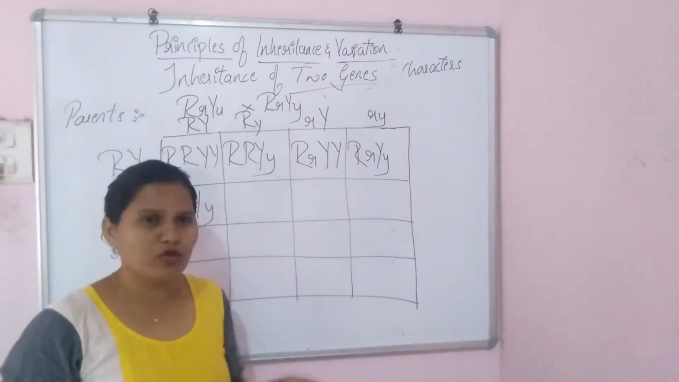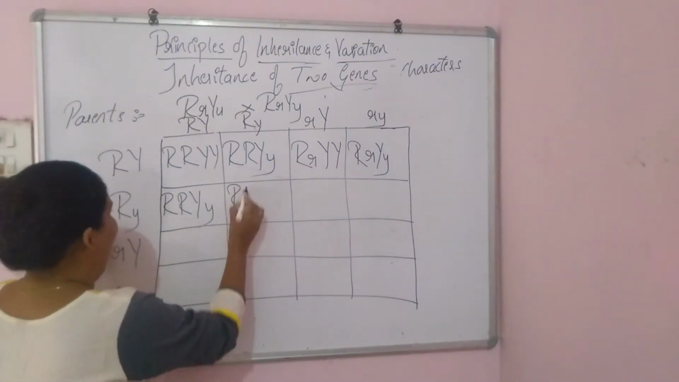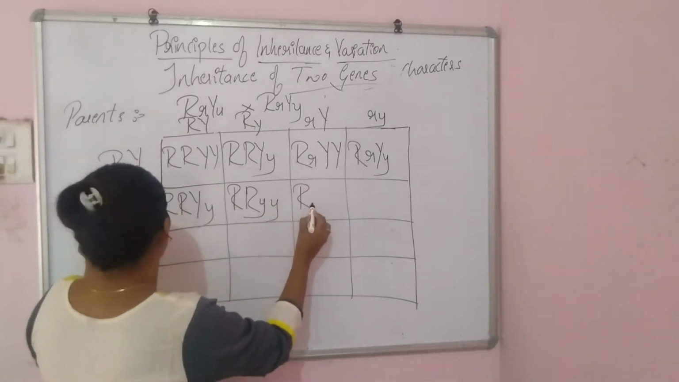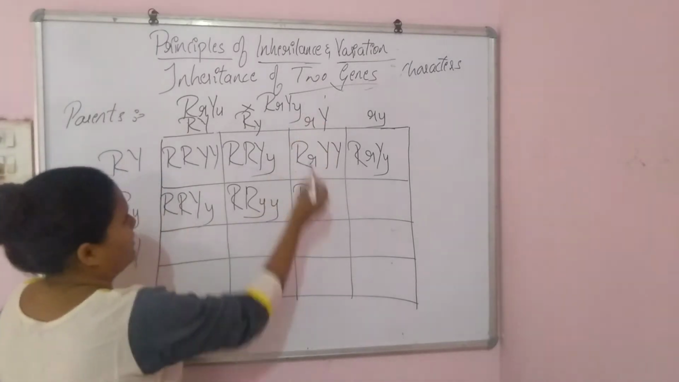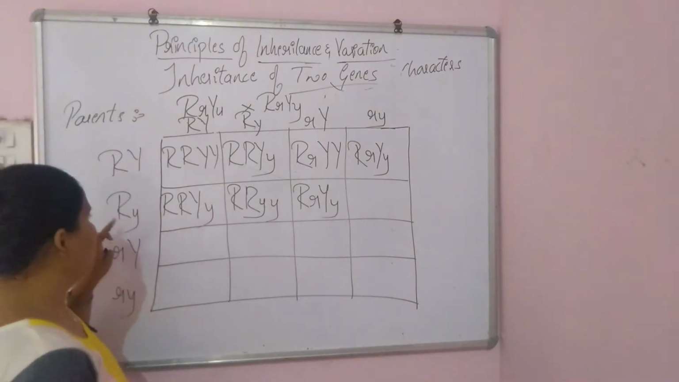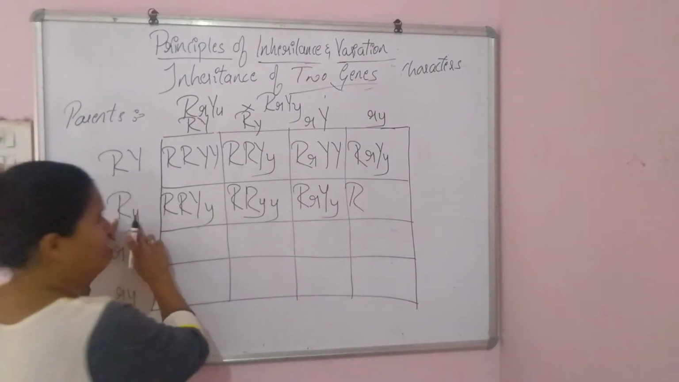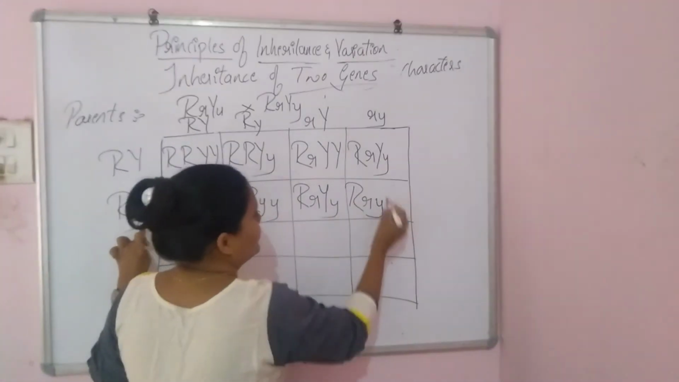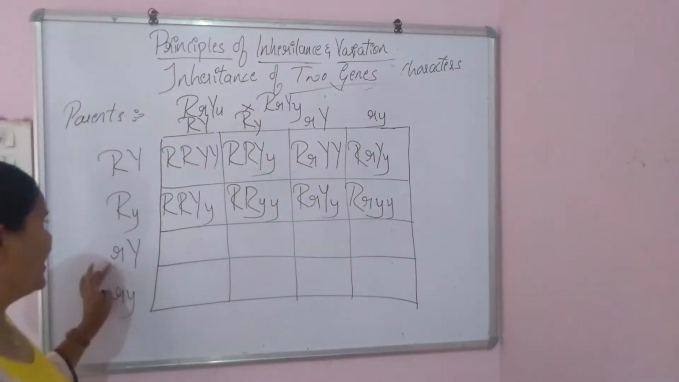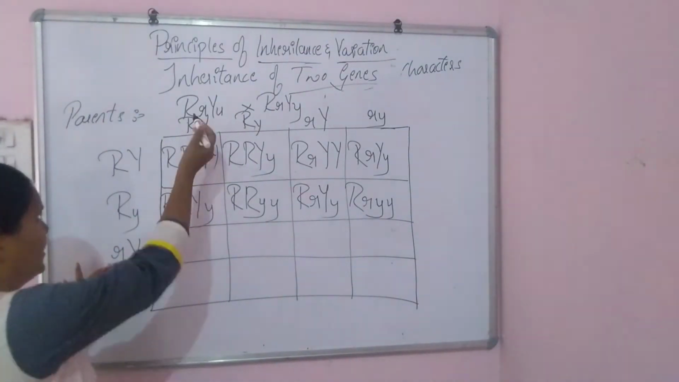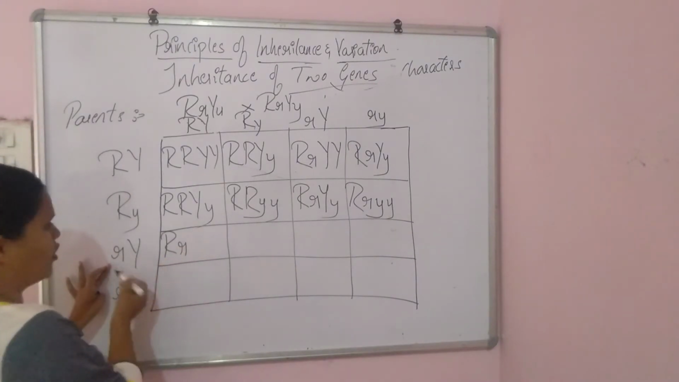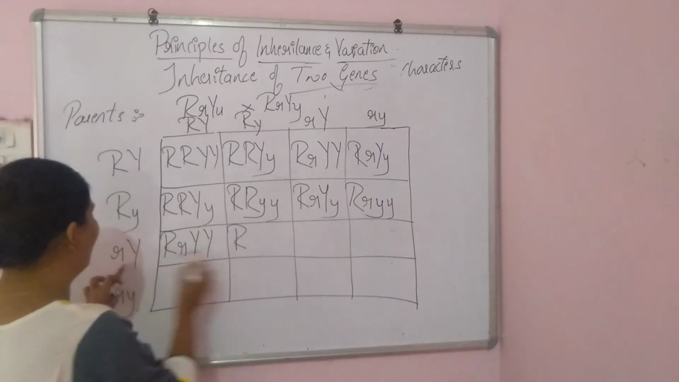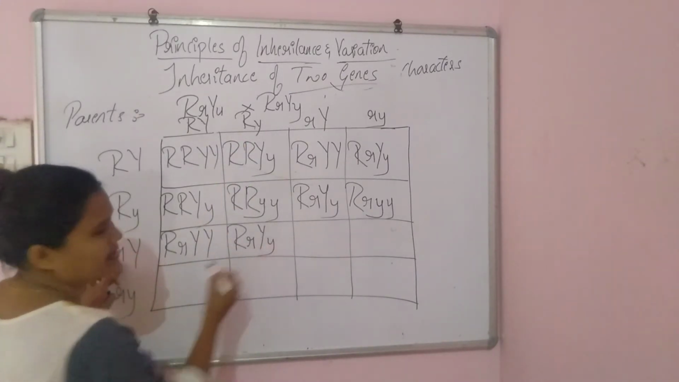Please try to do it in your notes also. Capital R, where small y. Here also the capital R, small r, capital Y and small y. Again the capital R, small r, and here also the small y, and here also the small y. Again, coming to small r and capital Y. Here the capital R, small r, capital Y, capital Y. Here again, capital R, small r, capital Y, small y.